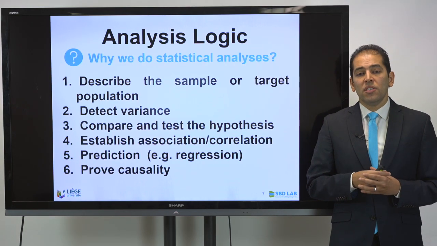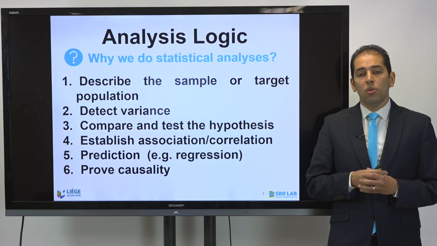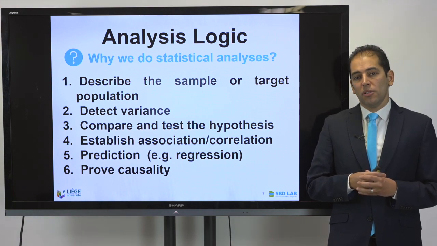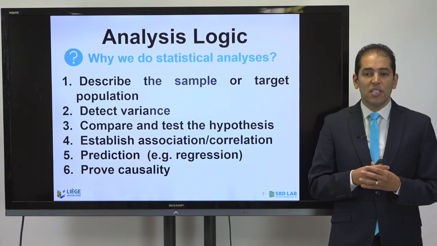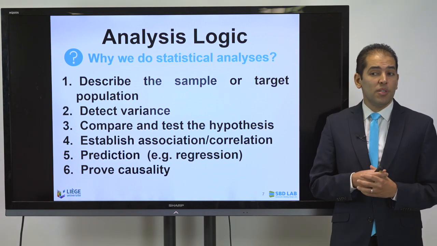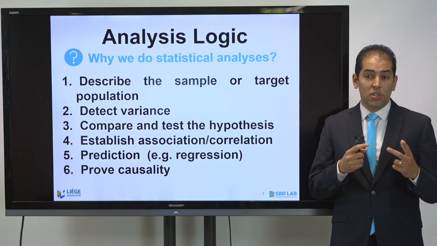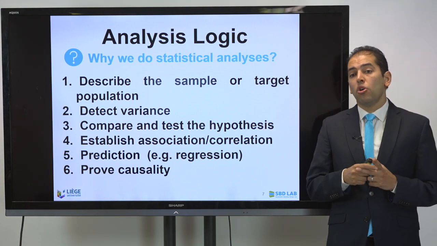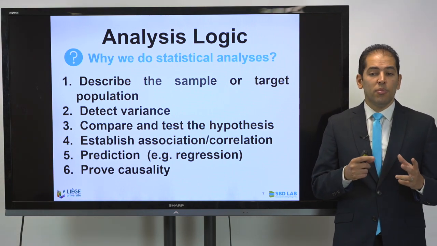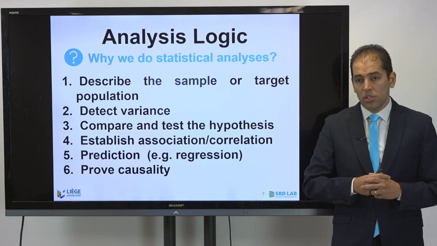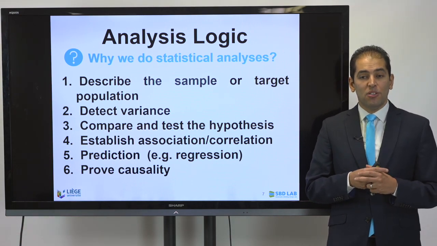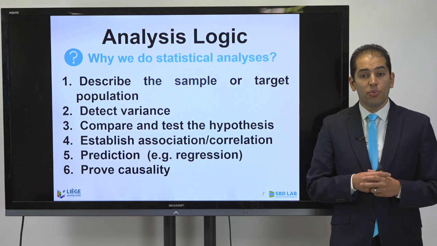Well, before starting any statistical research study, we need always to be aware about the objective of our research. And as you can see, there are 6 main objectives. First of all is to describe the sample or target population. The second objective of conducting statistics is to detect variance. Number 3 is to compare and test the hypotheses. Number 4 is to establish association and correlation. Number 5 is to predict. And number 6 is to prove causality.